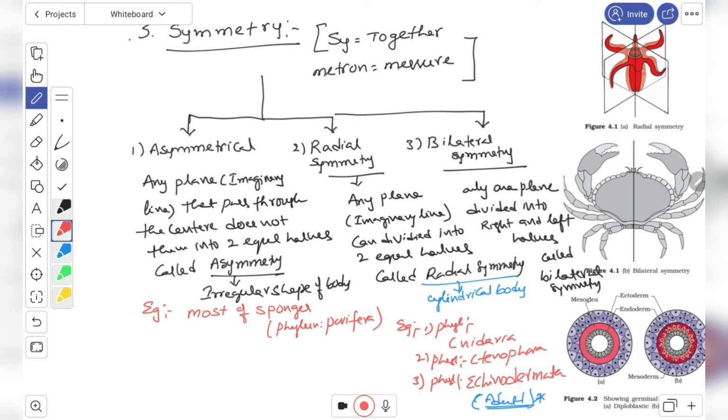For bilateral symmetry related examples: the phylum Platyhelminthes and phylum Chordata.